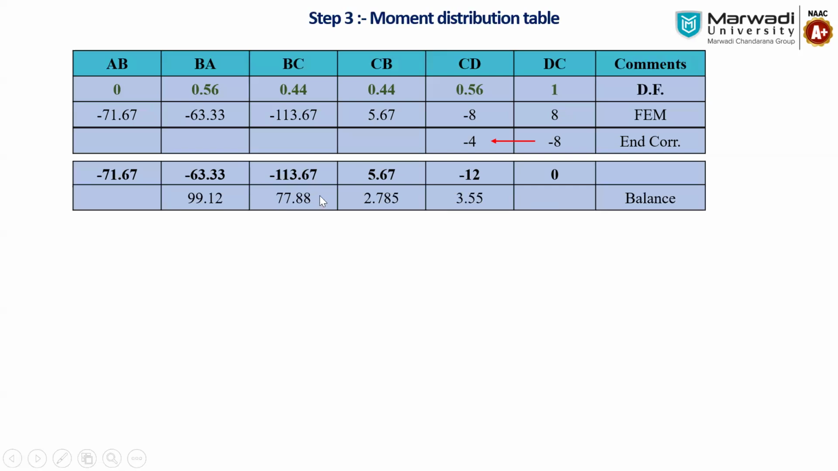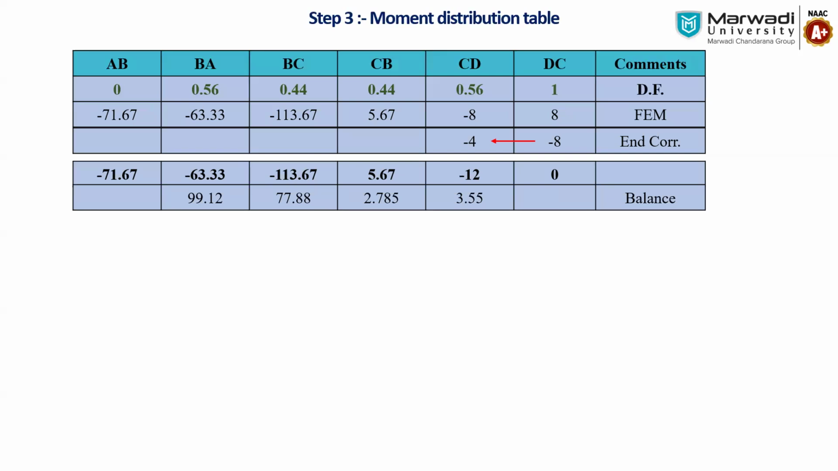In the same manner, if we consider the balancing of joint C, it is 5.67 minus 12, so we get minus 6.33. As we are getting the minus 6.33, we have to write the balancing moment as a plus.